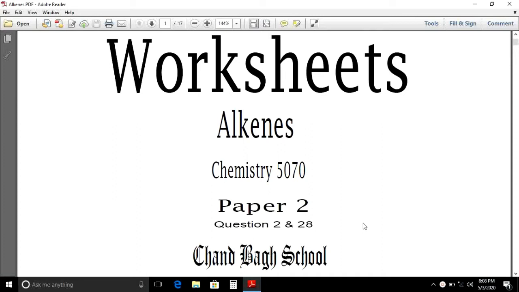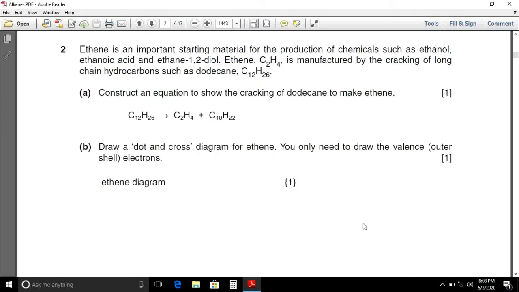Dear students, today we will discuss past paper questions relating to alkenes and other homologous series of hydrocarbons. As you know, hydrocarbons are those molecules or compounds which contain carbon and hydrogen only. We will discuss assignment questions number 2 and 28 of the worksheets provided to you earlier.